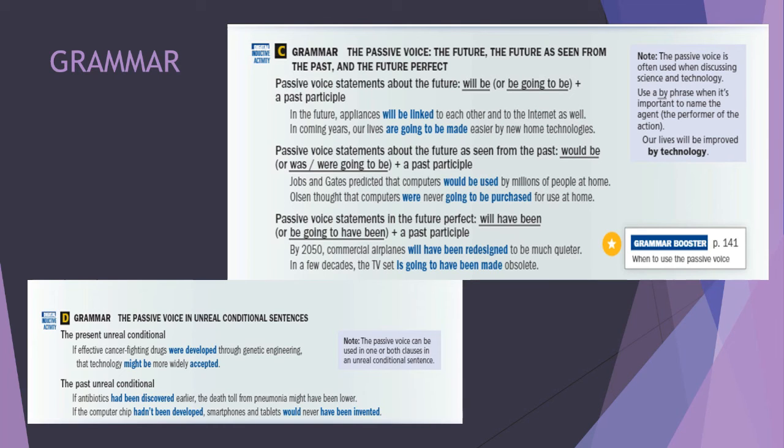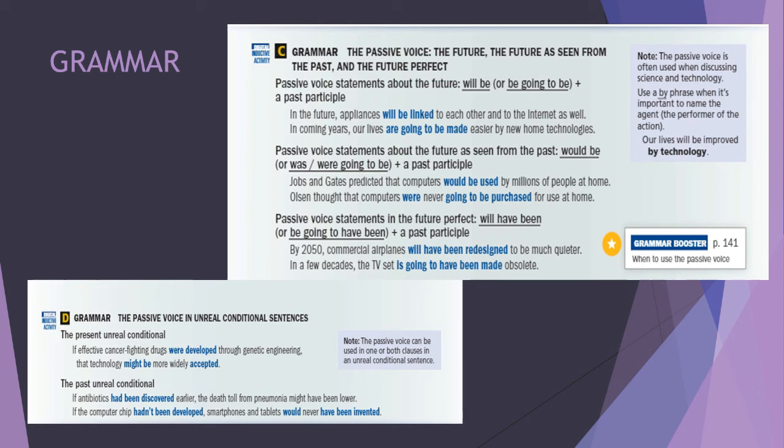Grammar. The passive voice. The future as seen from the past, and the future perfect. Passive voice statements about the future: we use will be or be going to be plus a past participle. Passive voice statements about the future as seen from the past: we use would be or was/were going to be plus a past participle. Passive voice statements in the future perfect: we use will have been or be going to have been plus a past participle. The passive voice in unreal conditional sentences, we use were, might be, had been, and hadn't been.